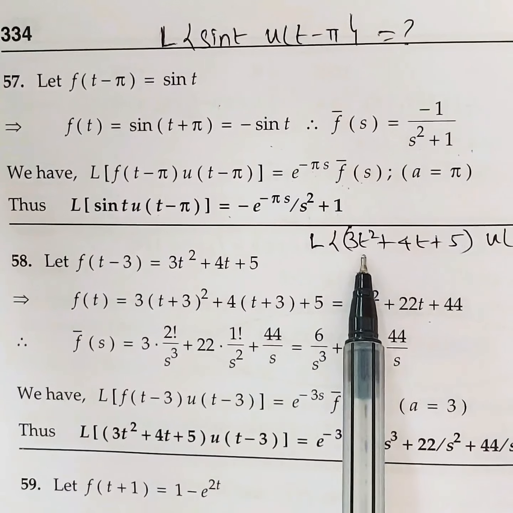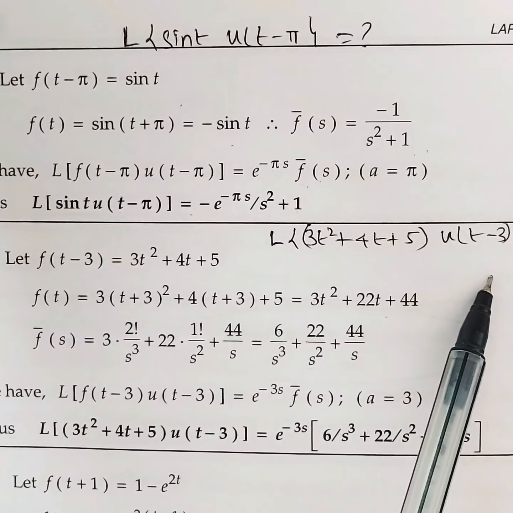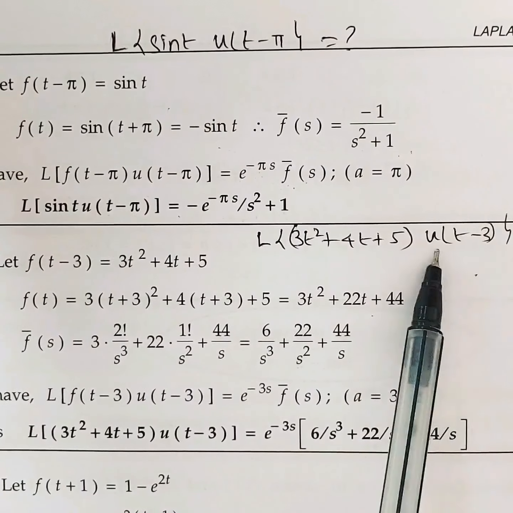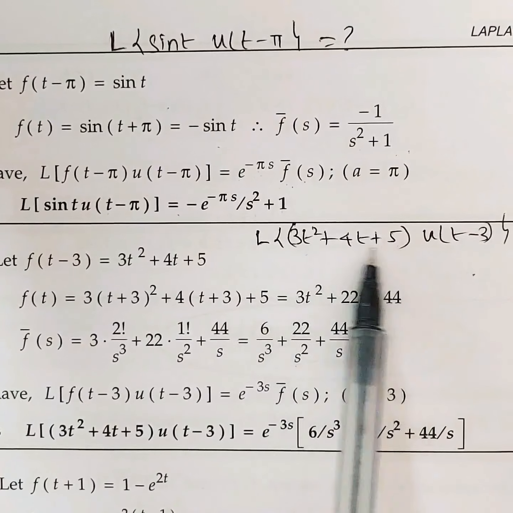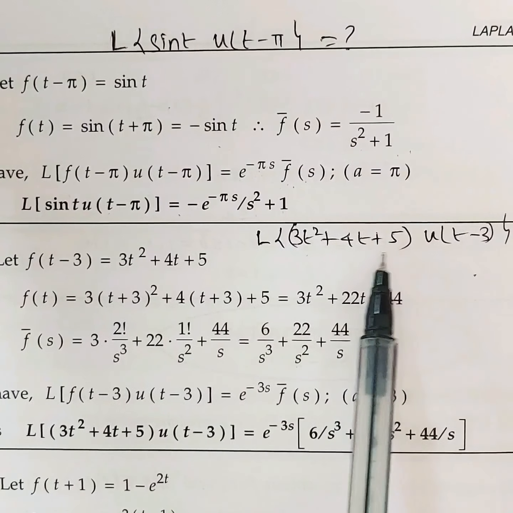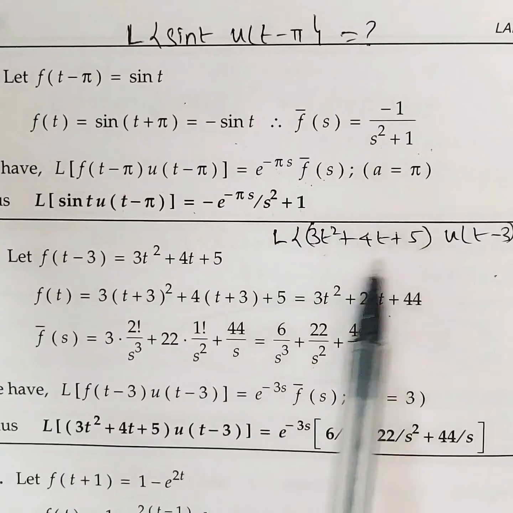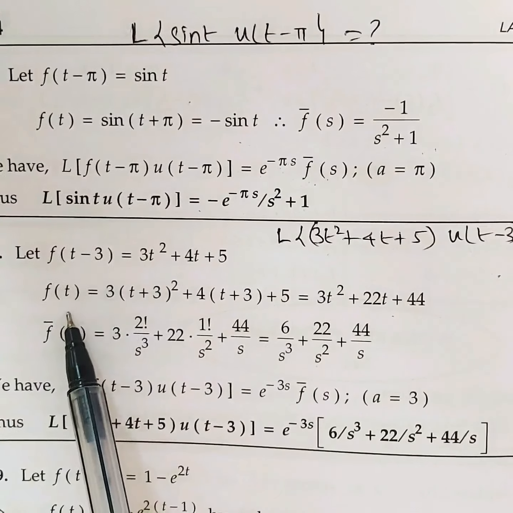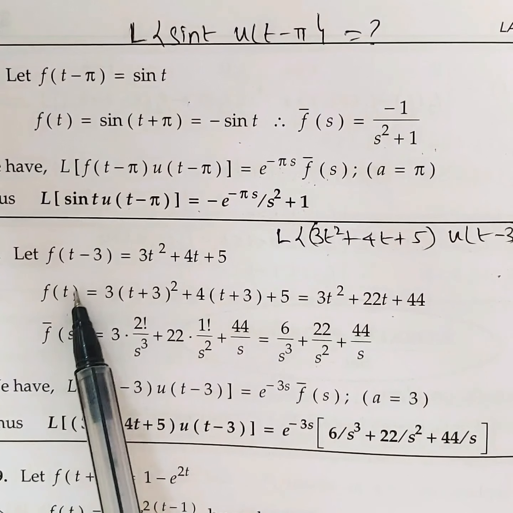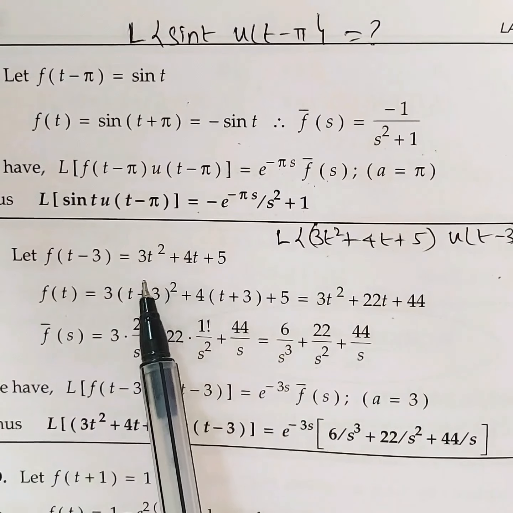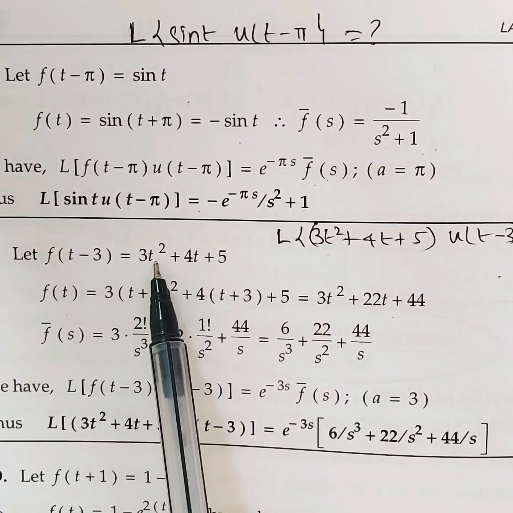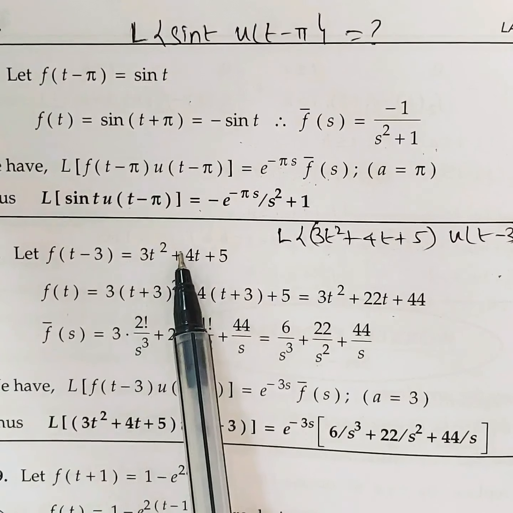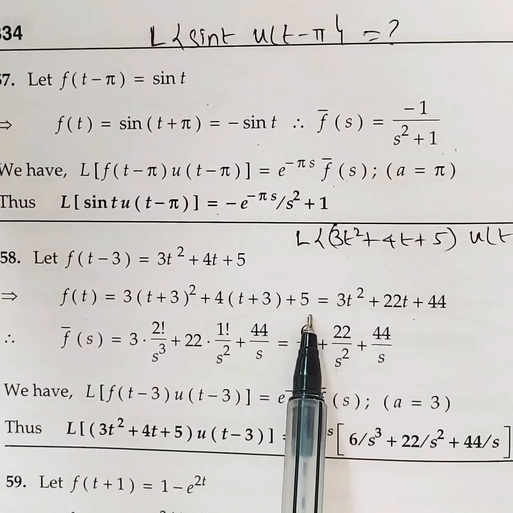Now let's see this problem. Find Laplace of 3t square plus 4t plus 5 into u of t minus 3. Remember, if they have given u of t minus 3, what is given is nothing but f of t minus 3. So you have to write f of t minus 3 as the whole chunk, 3t square plus 4t plus 5. Now what is our work? f of t I have to find. Push that 3 to the other side, we are just shifting. So 3 into, instead of t I am replacing t plus 3. Wherever t is there, replace it by t plus 3. Plus 4 into t plus 3 plus 5.